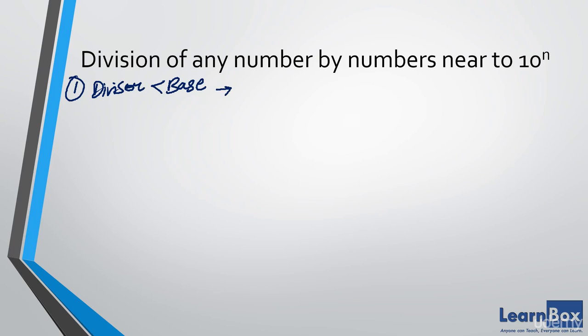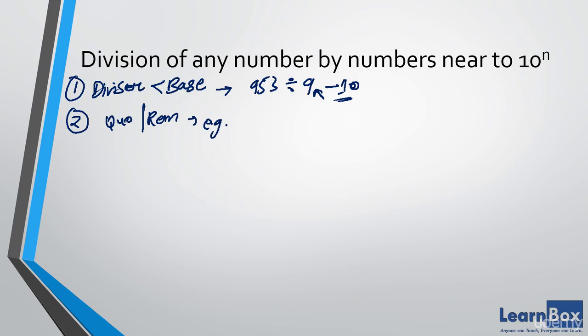So for example, if you are dividing 953 by 9, 9 is your divisor, it should be less than the base. Here 9 is less than 10 and it is near to 10, so the base is 10. The second thing which is important is that the answer comes in the form of quotient and remainder. For example, if you divide 13 by 9, 9 into 1 is 9 and 4 is the remainder. So this 4 is the remainder and this 1 here is the quotient.